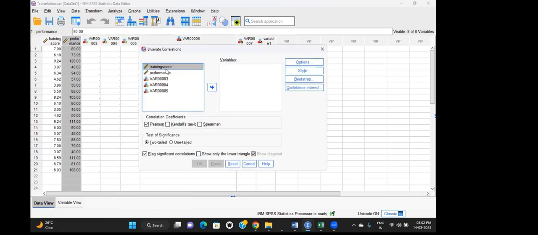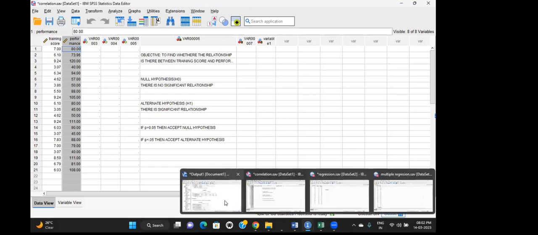So we have two variables. One is the training score and the second is the performance. We want to find out the relationship or correlation between the two. So I selected these and shifted them here. This is the place where we have to perform the correlation, right? That is why we have taken these here. And for the correlation coefficient, Pearson is always clicked. So we can go with this and okay.